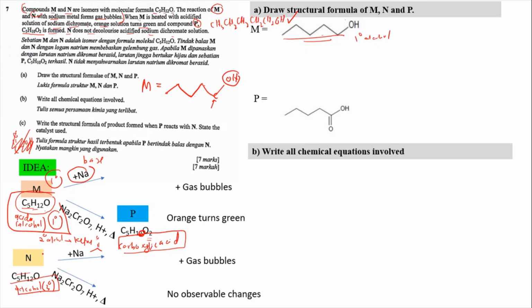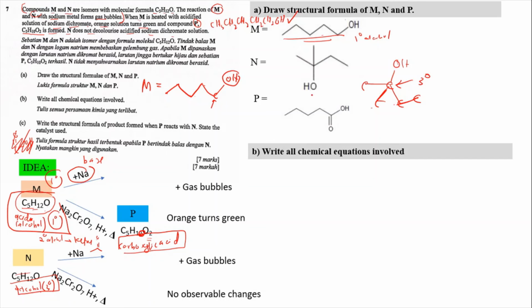Meanwhile for N, you know that it's going to be a tertiary alcohol. So your OH needs to be attached to this carbon here, which needs to be attached with this one, 1, 2, 3, and then 4. So in total it must have 5 carbon. And then this carbon here must be tertiary. So it needs to look something like this.